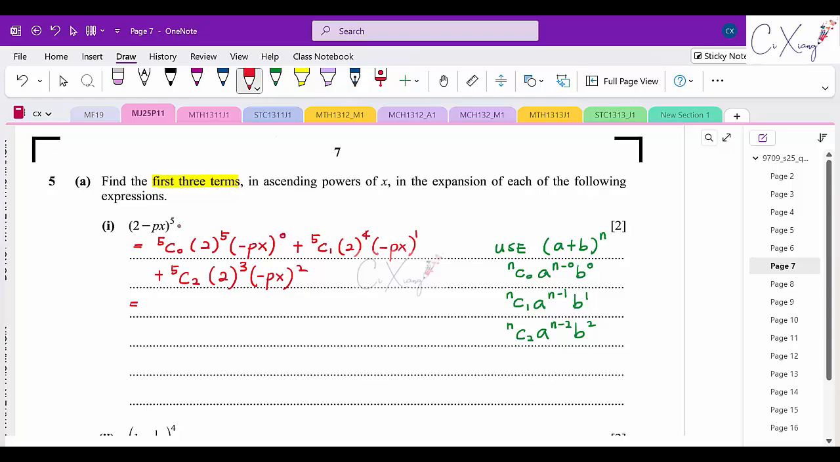Please make sure that you write out the formula form in the context of the question, where you substitute all the suitable values, right? And now you just need to use calculator to help it a little bit. If you simplify without any careless mistake, by right, it should be 32 minus 80px plus 80p squared x squared.